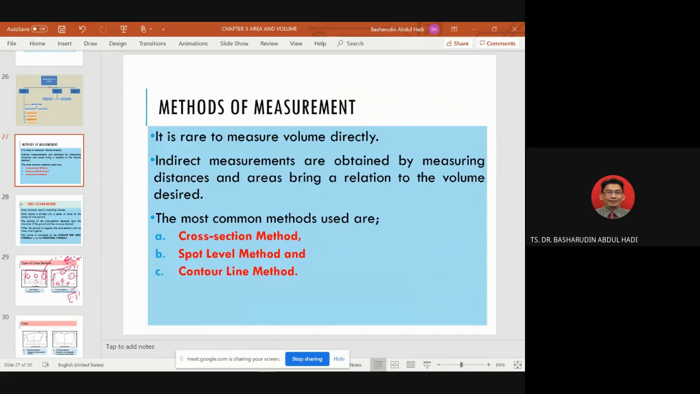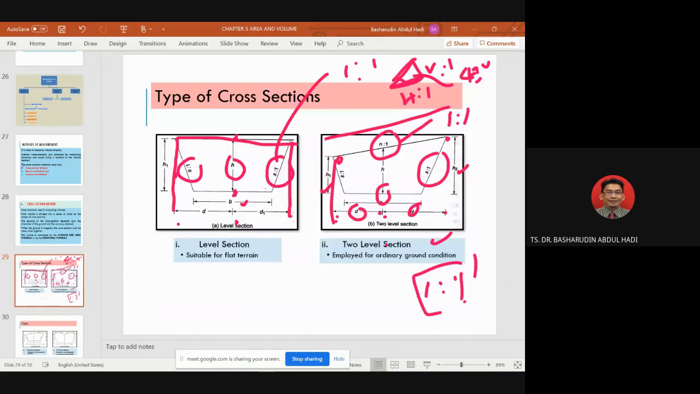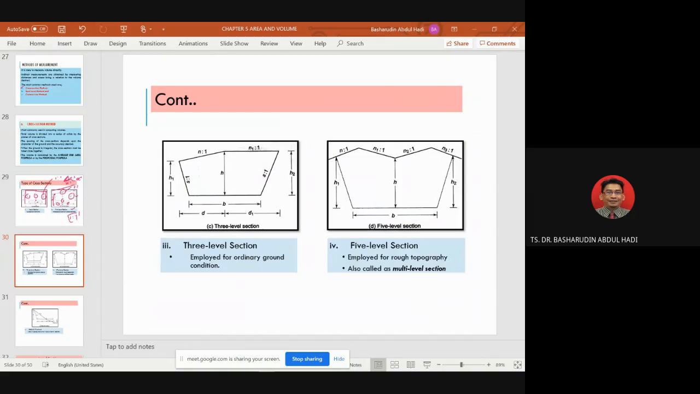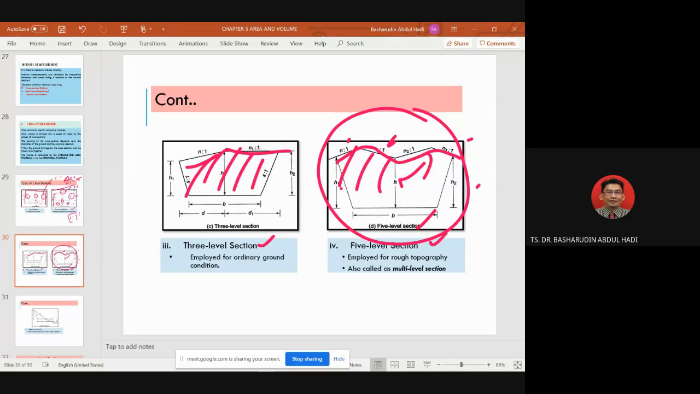So now we are coming back to the cross section method, and this is the introduction. We already gave you some introduction: this one, this one and this one. So this one we have the 3-level section, and we have the 5-level section. You can see that H, B, H2, H1, the values are going up and going down. This is the original topography. We cannot avoid that. But this one we must cut, and it is our new proposed level for the road or highway.